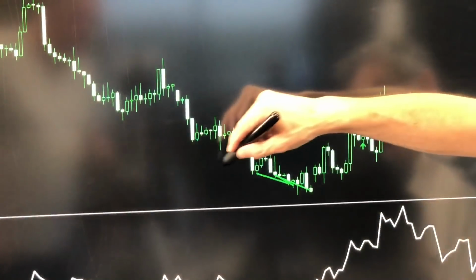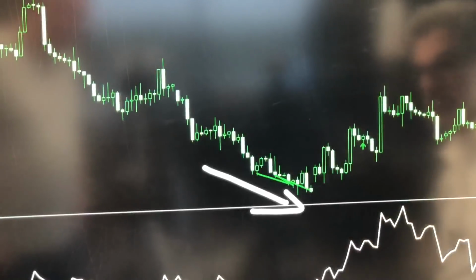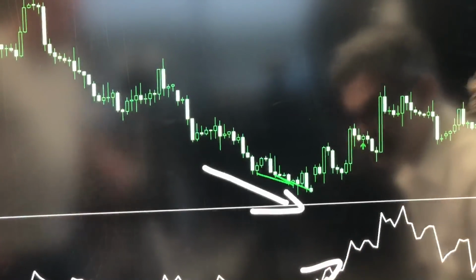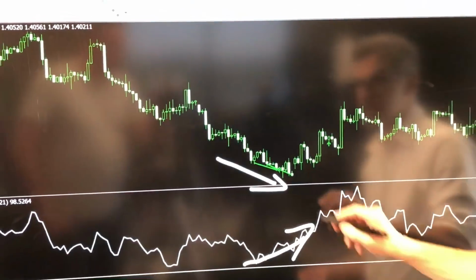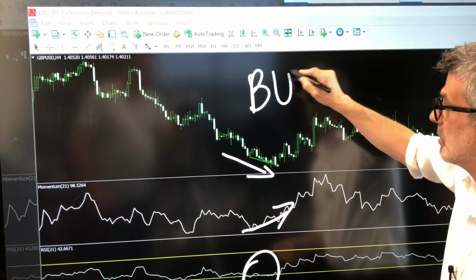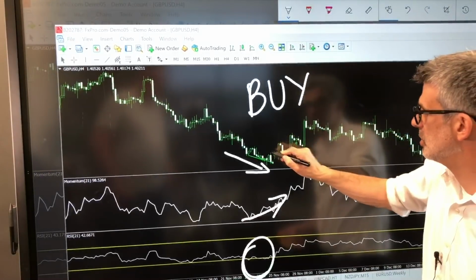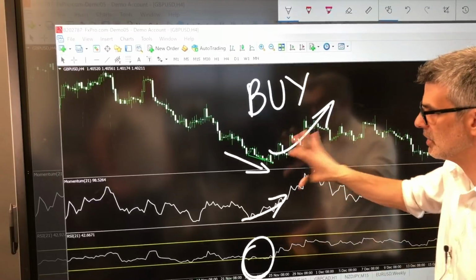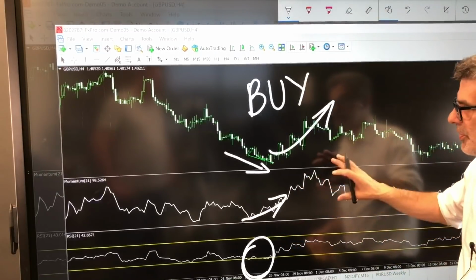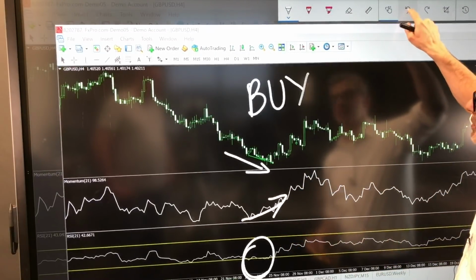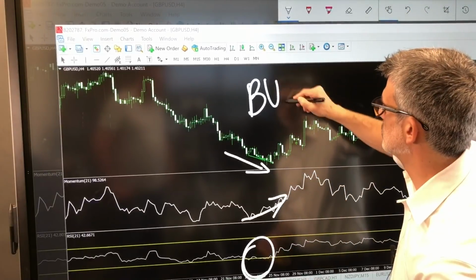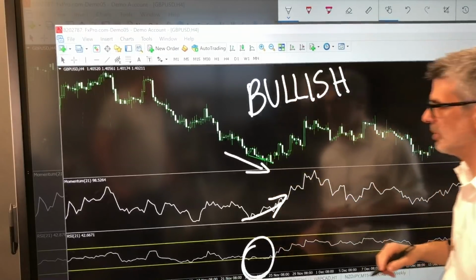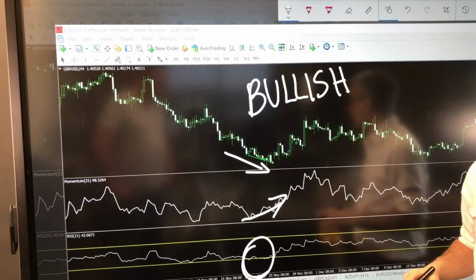Okay, in this area, price is dropping, the momentum is rising, and the relative strength index has gone oversold. It's an early indication, not a guarantee, but it's an indication that price is perhaps going to travel upward in the near future. We would call this bullish Knoxville Divergence. We would say bullish because a bull market goes up, and if it's about to fall, we would call it bearish.